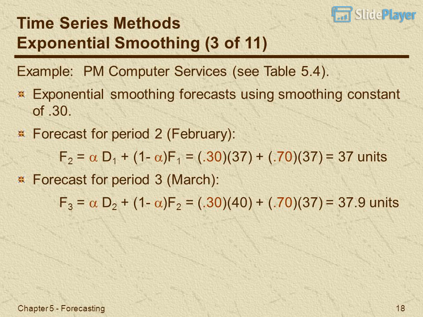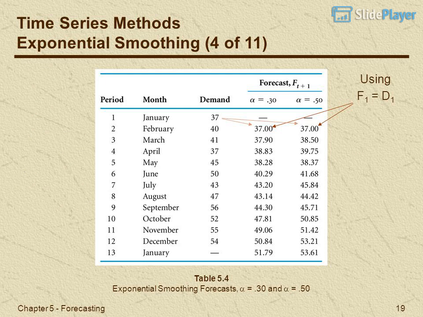Chapter 5, Forecasting. Time series method, exponential smoothing. Exponential smoothing forecasts, alpha equals 0.30 and alpha equals 0.50, using F1 equals D1. Table 5.4.